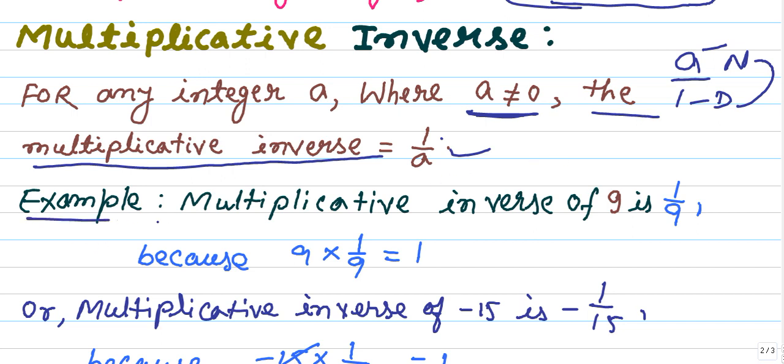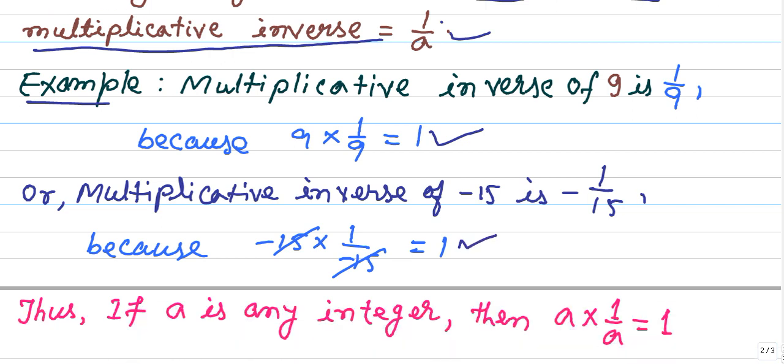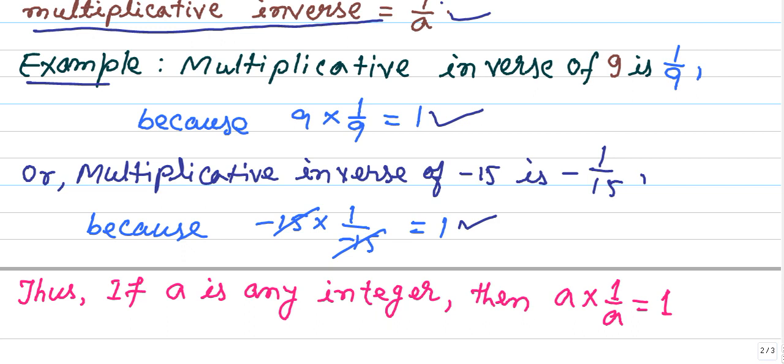Now take an example to understand very clearly. The multiplicative inverse of 9 is 1 by 9. How can we say that? When we multiply 9 and its multiplicative inverse, the product always gives 1, so it satisfies the condition. So the multiplicative inverse of minus 15 is minus 1 by 15, because minus 15 into its inverse always gives 1, right? So first we can write: if a is any integer, then a into 1 by a equals 1, right?